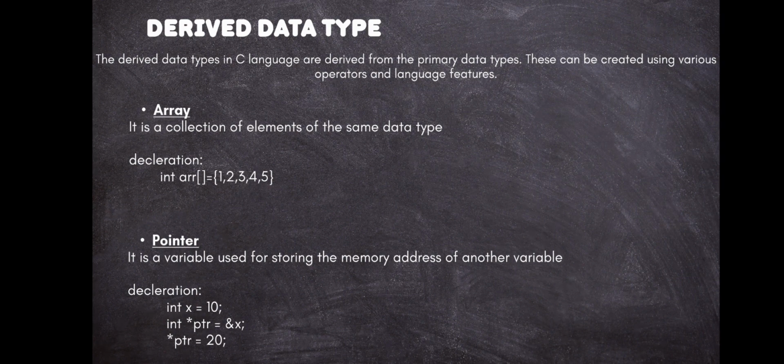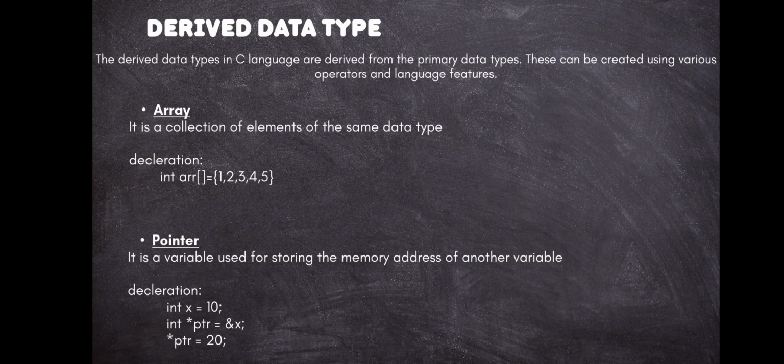Now let's see the derived data types. The data types that are termed derived data types are the ones that are actually derived from the primary data types. These can be created using various operators and language features. The first one is the array. An array is a collection of elements of the same data type. The declaration of an array goes like this: using the data type integer, the array name with the braces, and inside it we are storing some values. Here it is 1, 2, 3, 4 and 5.